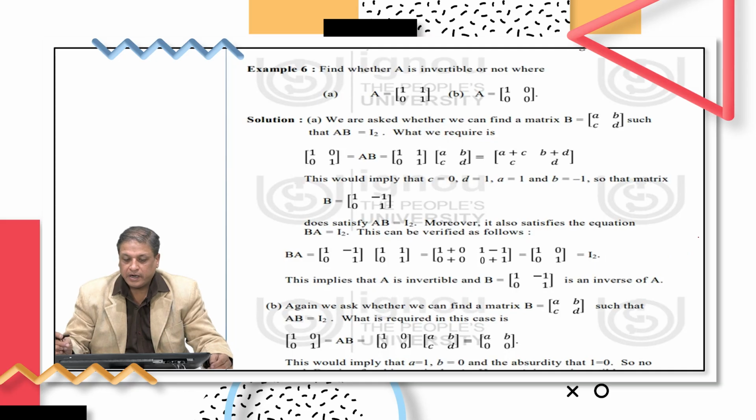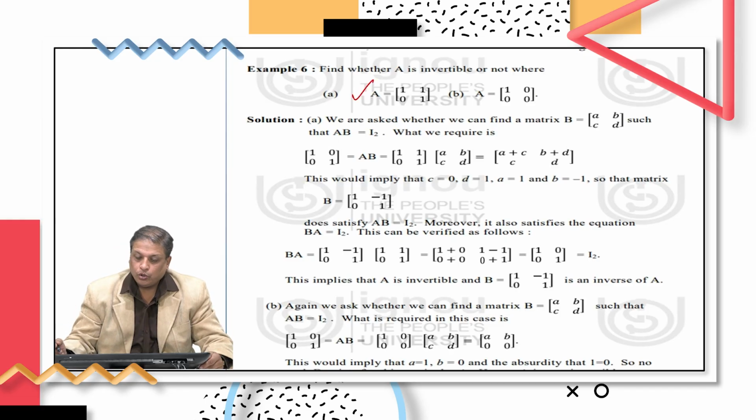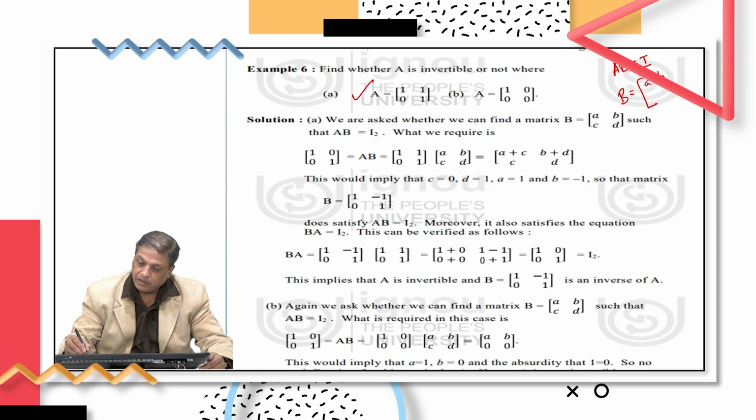Now we apply the understanding to solve some numericals. Over here one numerical is given: find whether A is invertible or not, where A is given. In this case, A is 1 1 0 1. In order to find whether it is invertible or not, we use the understanding that A into B is equal to an identity matrix. So B is any hypothetical matrix whose values are a, b, c, and d, such that A into B is equal to an identity matrix.